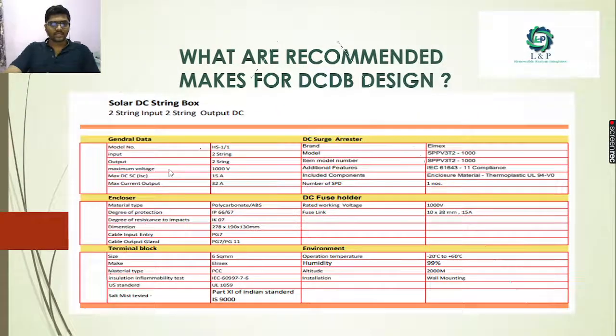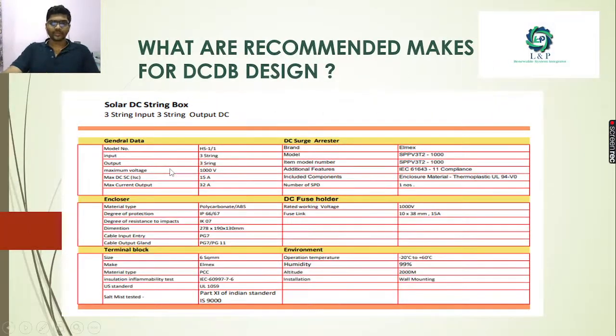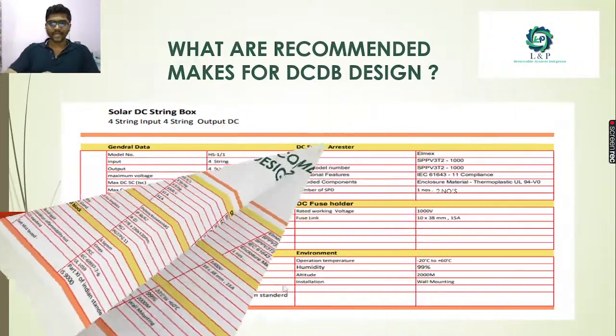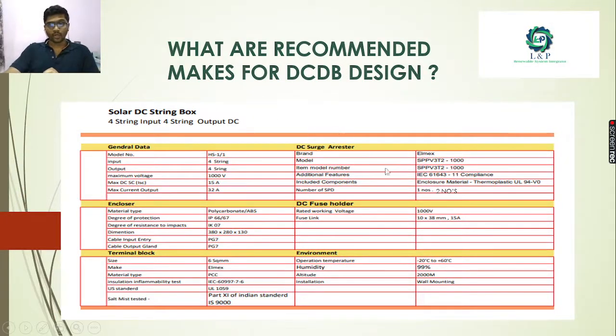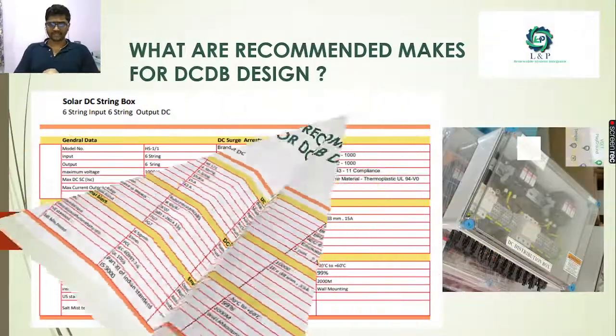In the same way, this is an example of 2 in 2 out, meaning 2 inputs, 2 outputs. If it is 3 input, 3 output, most of the things are the same. Only the size will differ. And if it is a 4 input, 4 output, there we need to use 2 SPDs. And here, see, the input and output provision we have to make for 4 strings. Mostly for the string inverters, we used to go for a design like this.